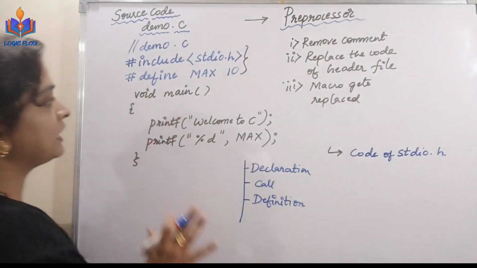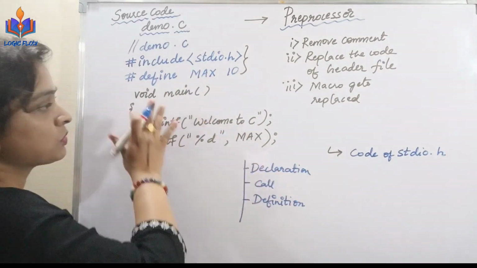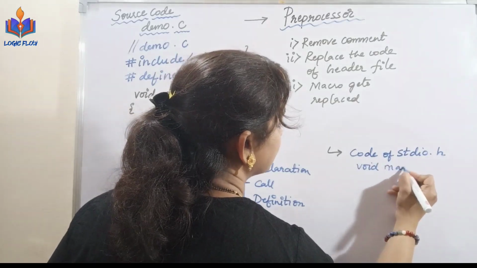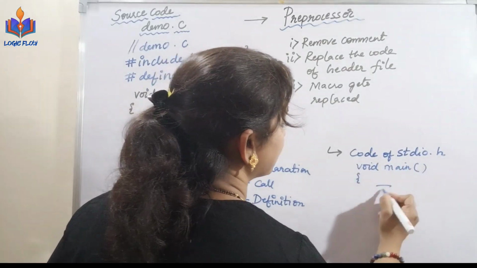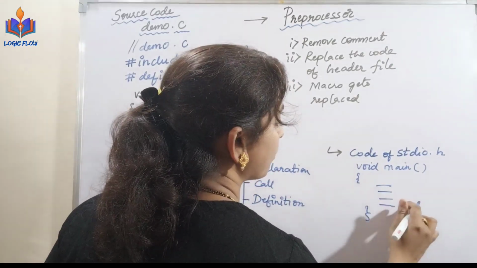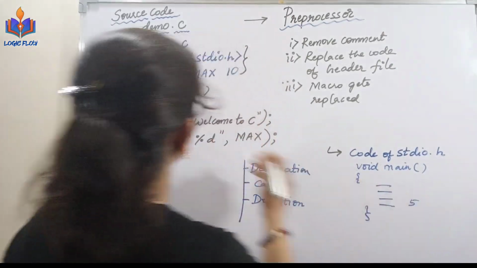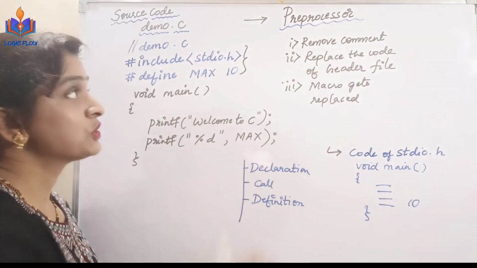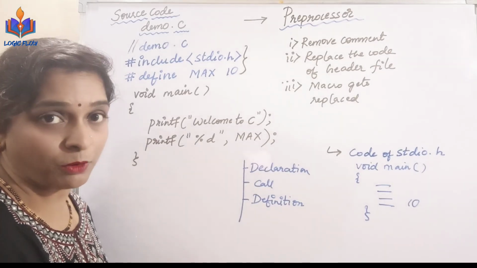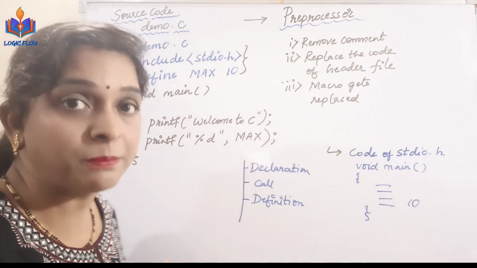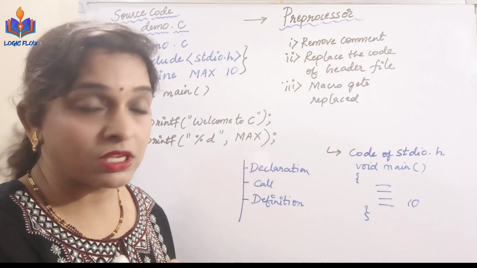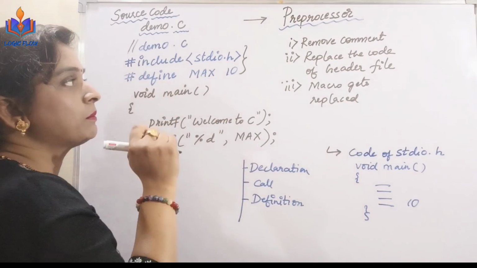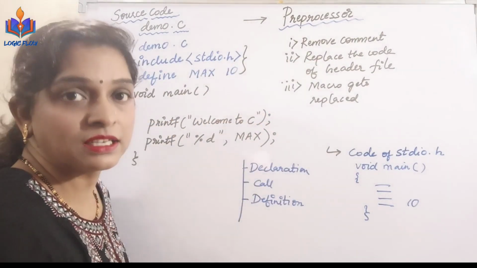Then I'll get all the macro definitions filled, so macro values will be filled. Then I will have the main function and all the other code remains the same. But the macro max value will be replaced there. We have given 10, so the macro value will be replaced. These three tasks will be done by the preprocessor because the compiler cannot make out these preprocessor directives. Only the preprocessor can include the header file and identify the macro.